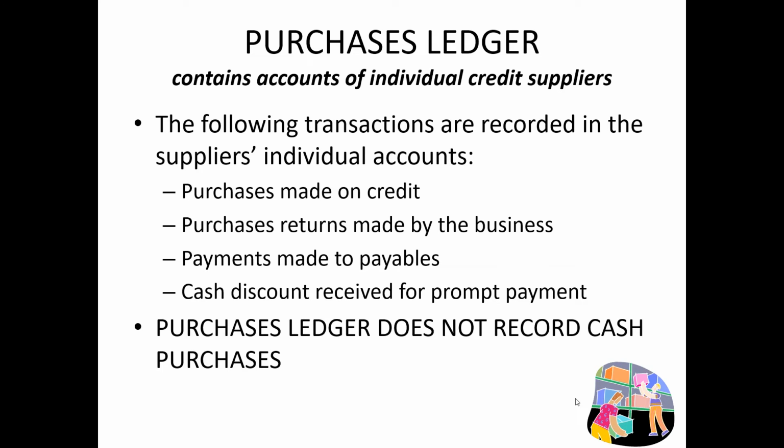And the one thing that the purchase ledger does not record, as I mentioned with the sales ledger, is any cash purchases. So remember when we use the term cash, it just means that it's paid for at the time. So cash sales means the customer has paid for the goods at the time. They've not been allowed any credit. Same with cash purchases. We've paid for the goods. We haven't been allowed credit by our suppliers.